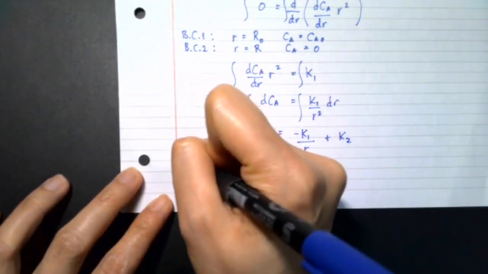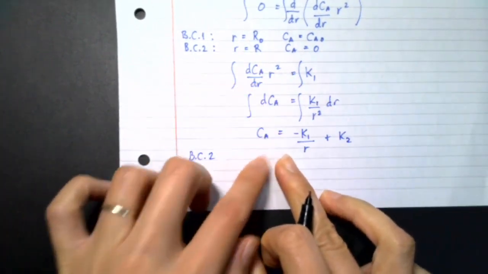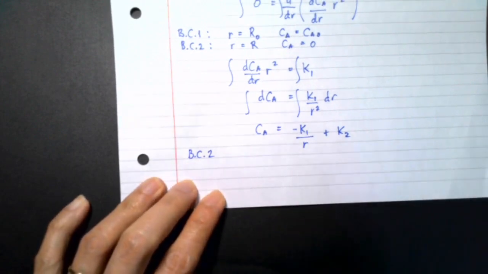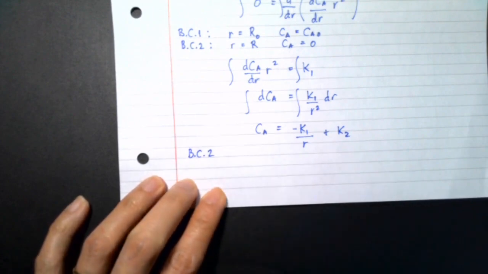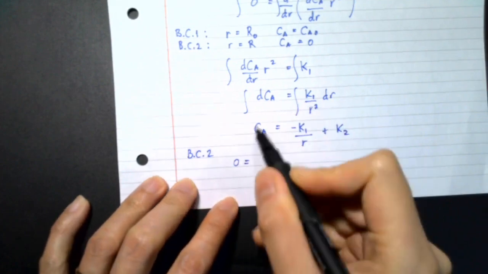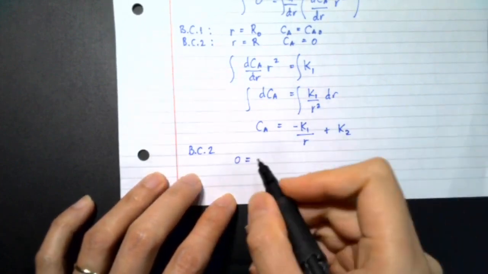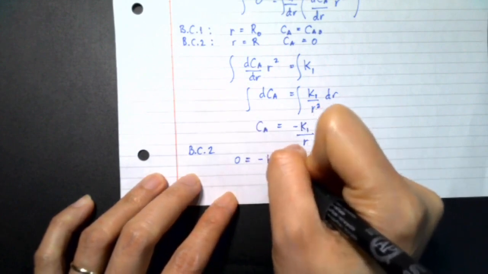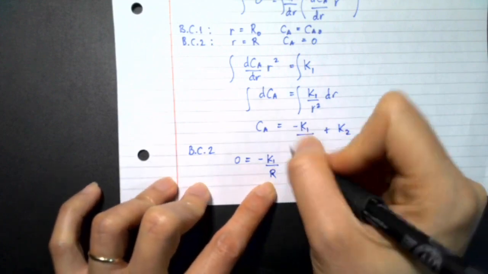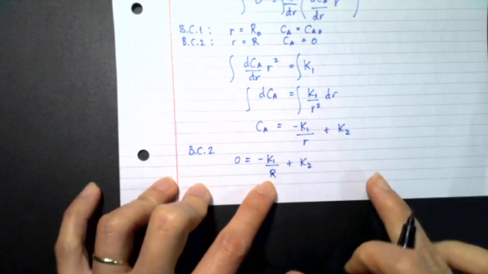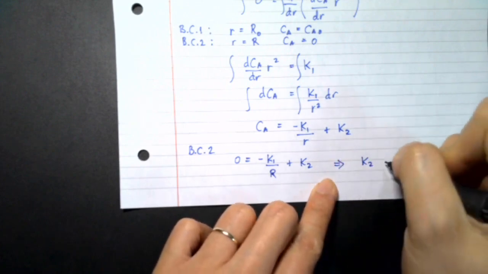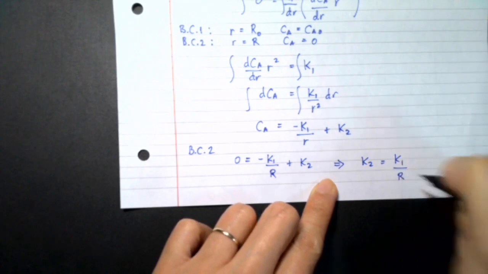Okay, so applying boundary condition 2. Boundary condition 2 is at R equal to capital R. So this is at the surface of the core. So concentration is 0 on the surface of the core. This is equal to K1 divided by capital R plus K2. So therefore, K2 is equal to K1 over R.